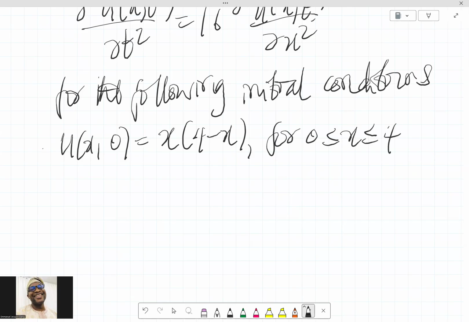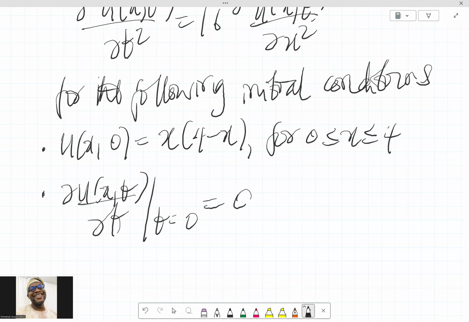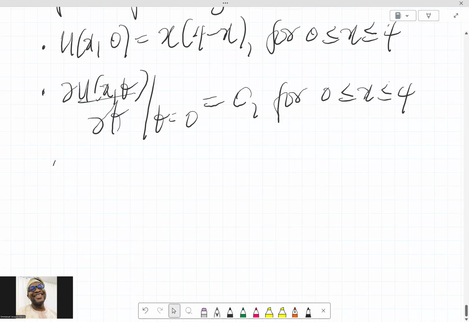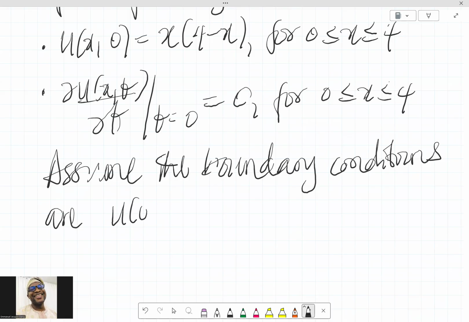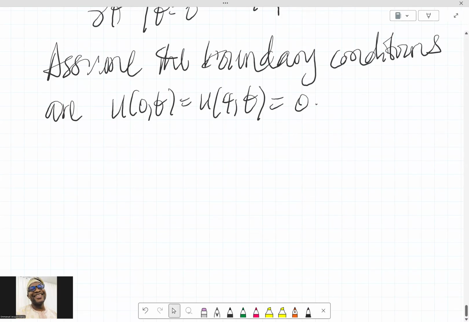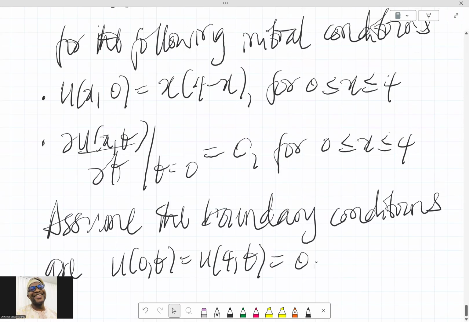And then you have partial u of x comma t, partial t evaluated at t equals 0 is equal to 0 for 0 less than or equal to x less than or equal to 4. And then you want to assume the boundary conditions. It's the same thing we have done up there, except that you now have to change the initial and boundary conditions. So assuming the boundary conditions are u of 0 comma t equals u of 4 comma t, and that is equal to 0.